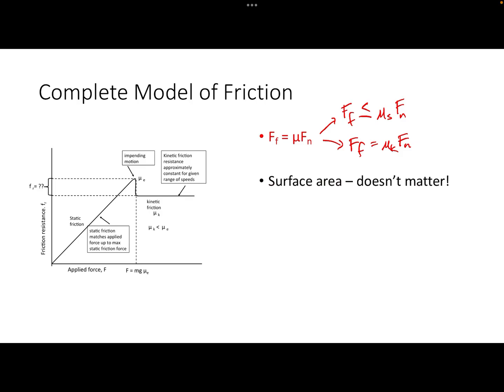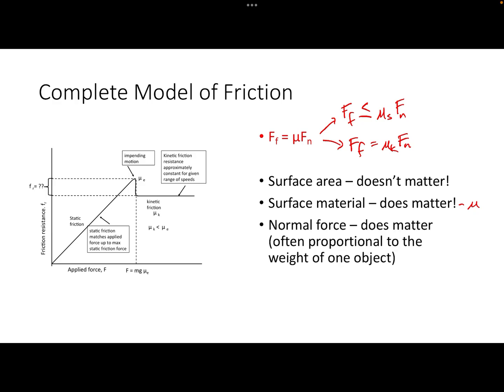The surface area of the objects in contact doesn't matter. The material that makes up those surfaces does matter. The type of surface is really critical. Some things are more frictiony. That is what determines the coefficient. And remember, that could be greater than 1. Things can be really, really sticky. And then the normal force matters as well. And remember that while often the normal force is going to be equal to or proportional to the weight of an object, it's not always.